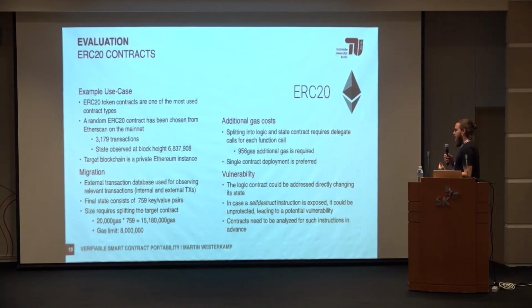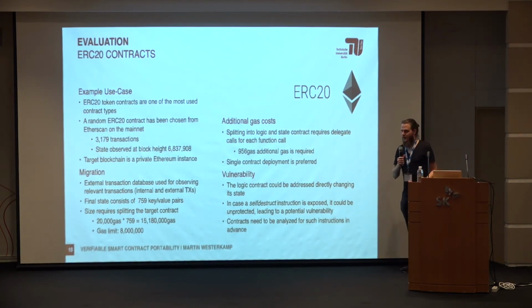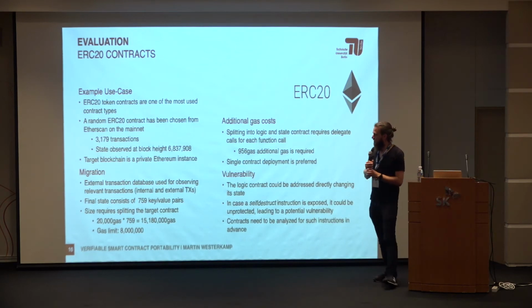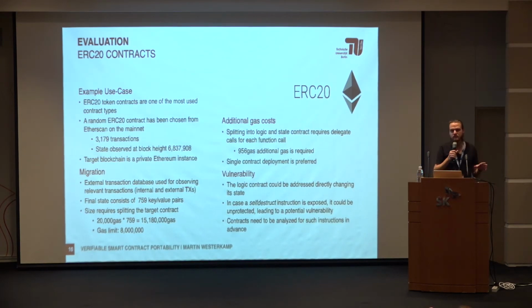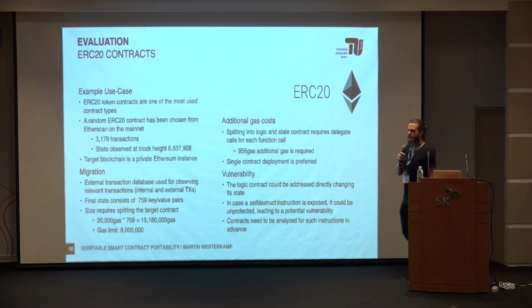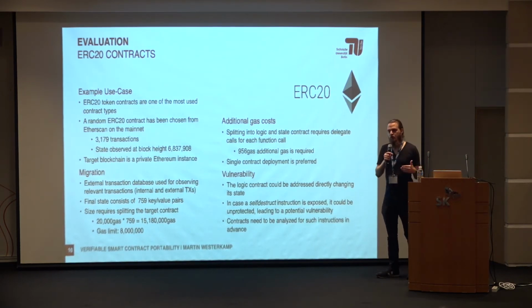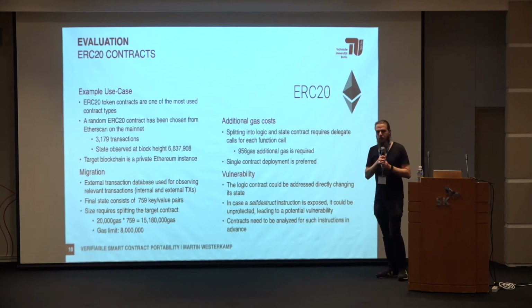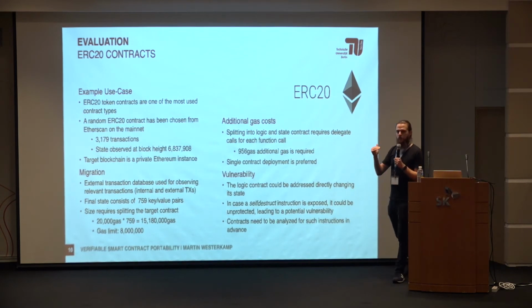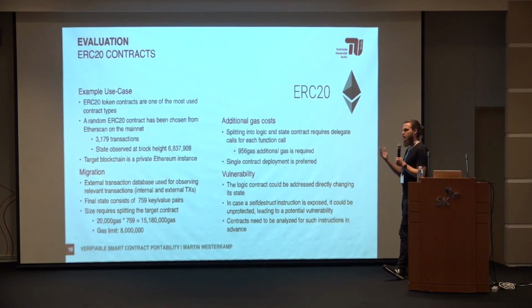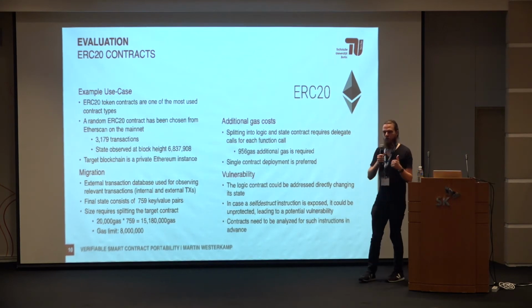So to check the applicability and if we can really do what we promised, we use one of the most used kinds of smart contracts, the ERC20 contract. And we have chosen some random contract from the main chain, which has had 3,179 transactions at that time. And we want to port this contract to a private chain. So in this case, we retrieved all these transactions from an external database we have built before, and we use our tool to migrate that contract.